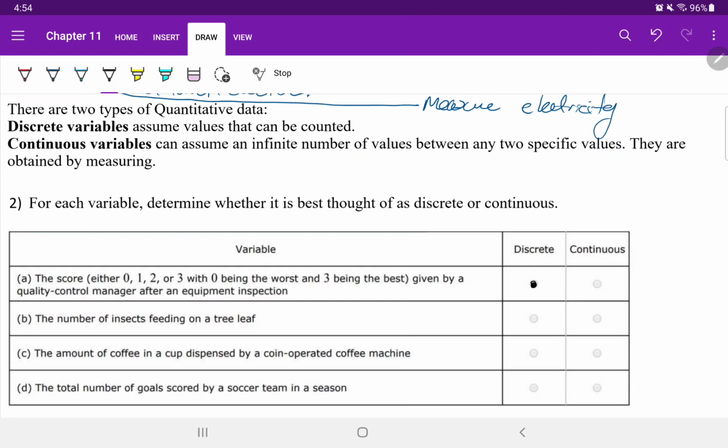I should have told you guys to try this on your own first. I answered the first one. Try the next 3 on your own. So pause the video and then come back to it when you get the chance.